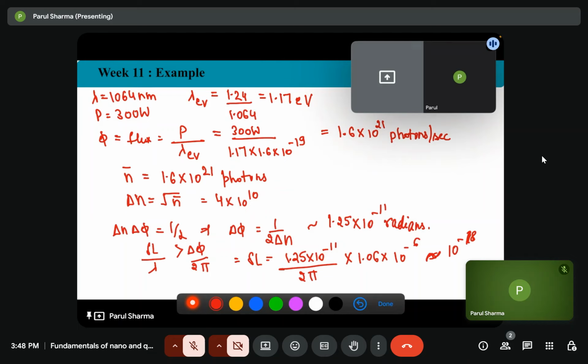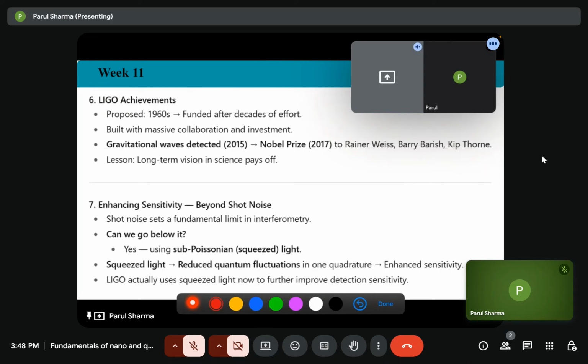So what were the LIGO achievements? They proposed it in the 1960s and then they got funds. There was massive collaboration and investment, and with this, gravitational waves were detected for the first time in 2015 and they got the Nobel Prize in 2017.